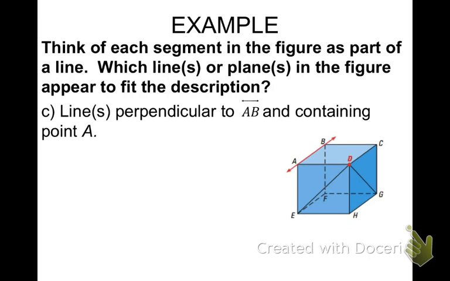Part C. Line perpendicular to AB containing point, this should be point D, not A. It's a typo. Which line is perpendicular to AB containing point D? Yeah, DA would be perpendicular. Because it's a cube, we know that that's a right angle. So DA.